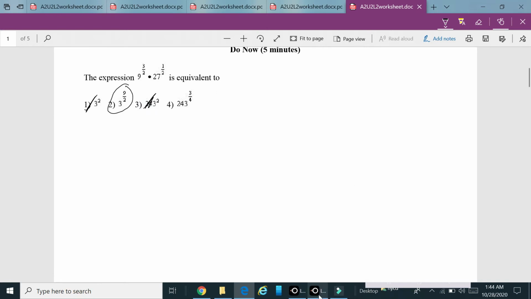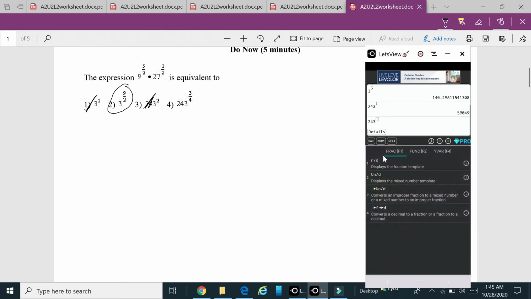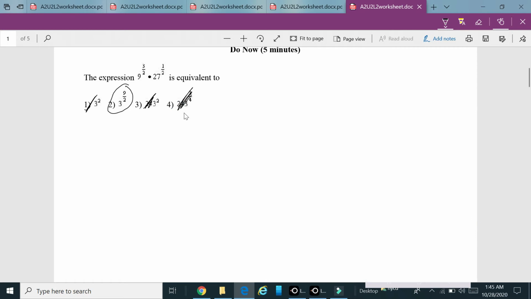And then I'm going to test the last one. So it's going to be 243. Now I'm going to hit that arrow up there. And it's alpha, which is that button right here, the alpha button, and then y equals. As you can see, this takes practice. And then you hit the first one, and then I'll hit 3 over 4. And I got 61.54. So the only answer that makes sense is choice 2.